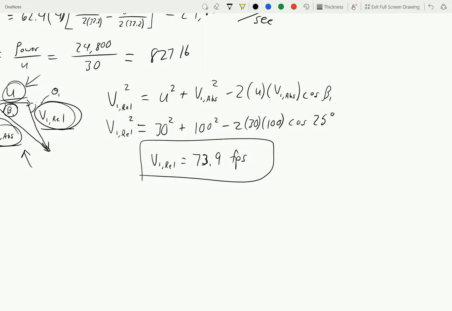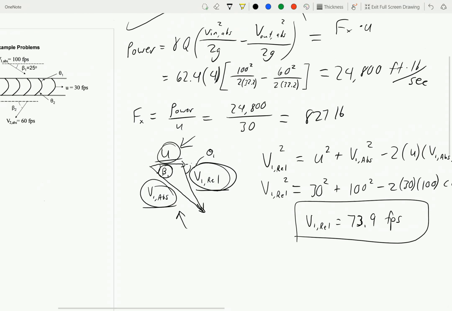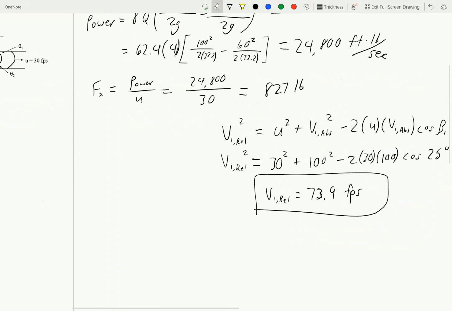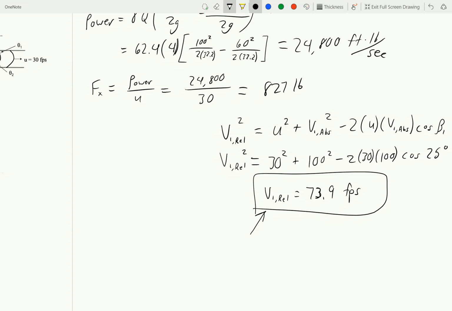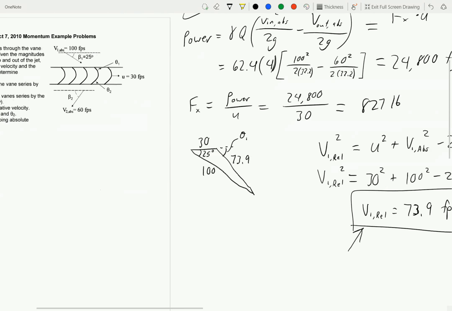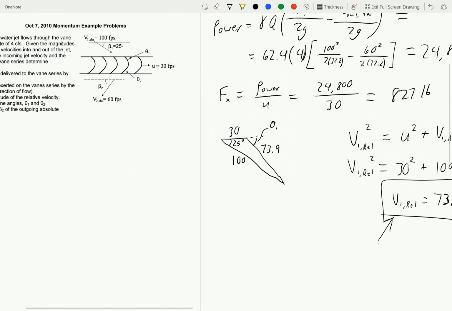And if you'll recall, the relative velocity is the same for incoming and outgoing. The magnitude is the same, but the direction is not. So we know here that the relative velocity is 73.9 feet per second. So I'm going to redraw this triangle. This was 100, this is 30, this is 73.9. This angle here is theta 1, and this is 25 degrees. And that's for the incoming, that's for the top of this vane.